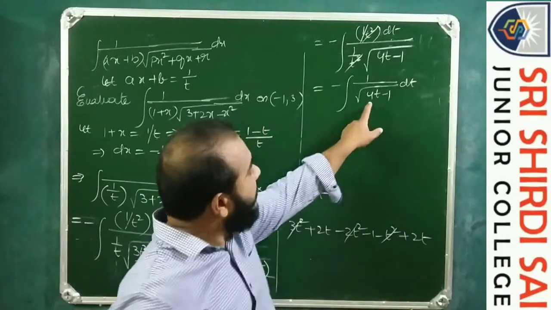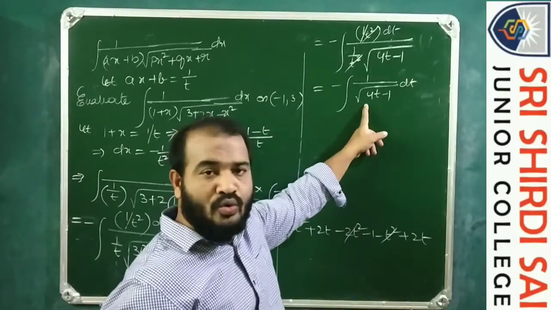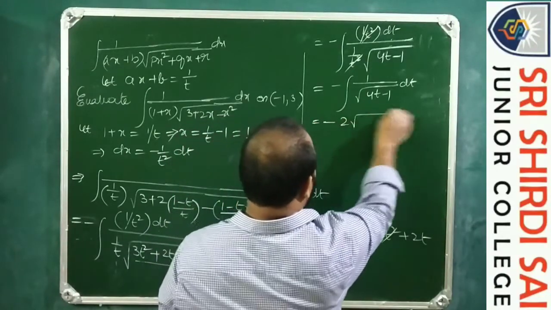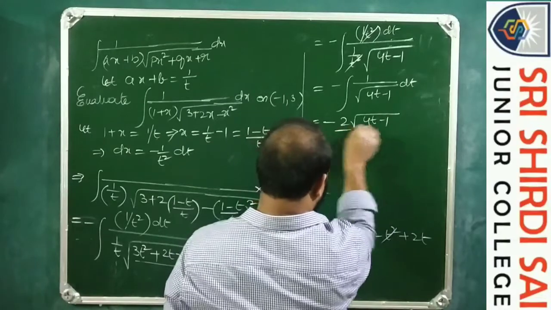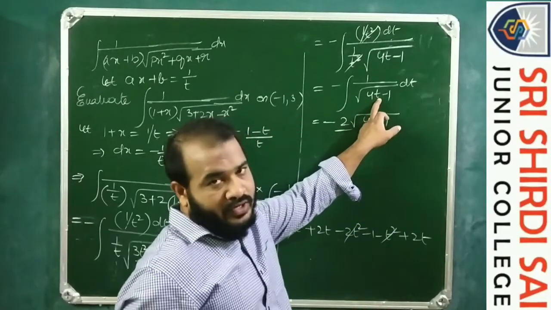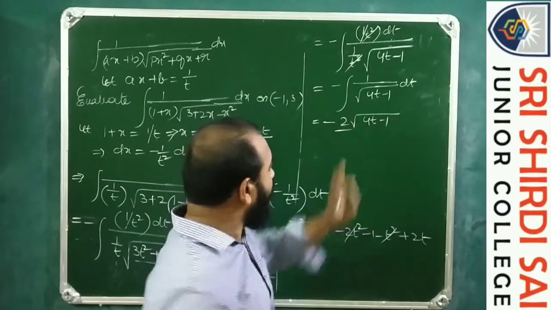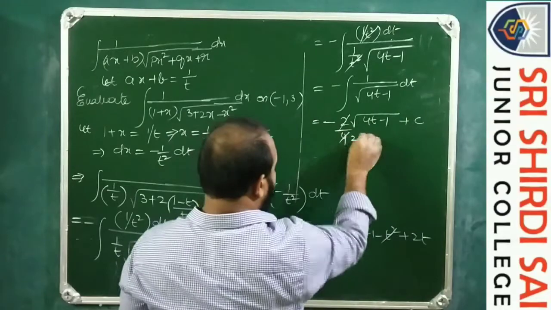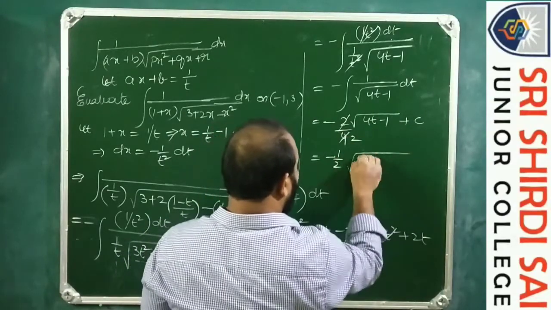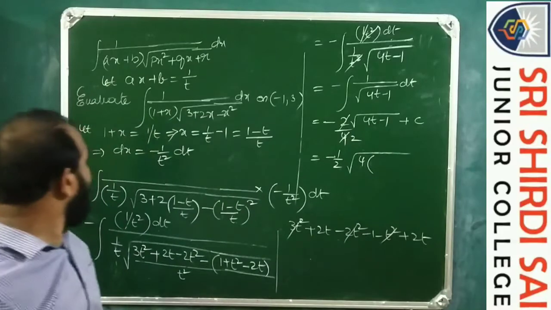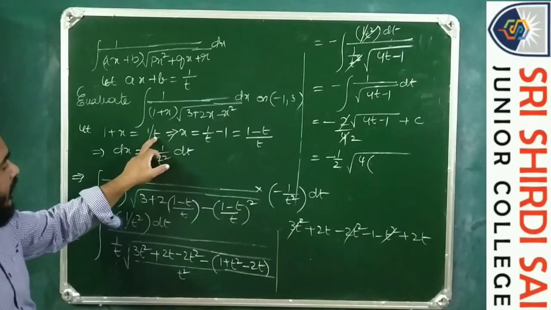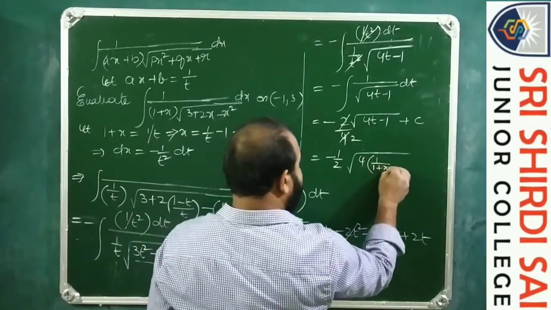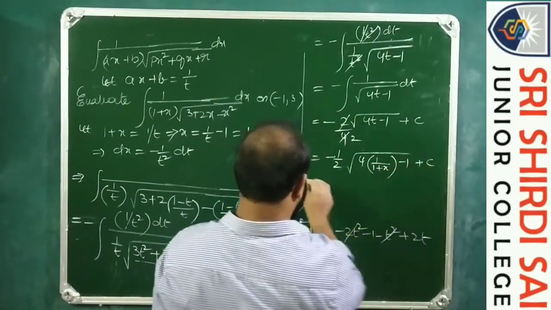Since this is a linear expression, we can treat it as root x. The integral of 1 by root x is 2 root x. So minus 2 root of (4t minus 1) by d by dt of 4t. The coefficient of t is 4, so we have to divide, plus the constant of integration c. So 2 times minus 1 by 2 into 4, with the value of t: 1 plus x is 1 by t, where t is equal to 1 by (1 plus x). So in the place of t, 1 by (1 plus x) minus 1, plus c.